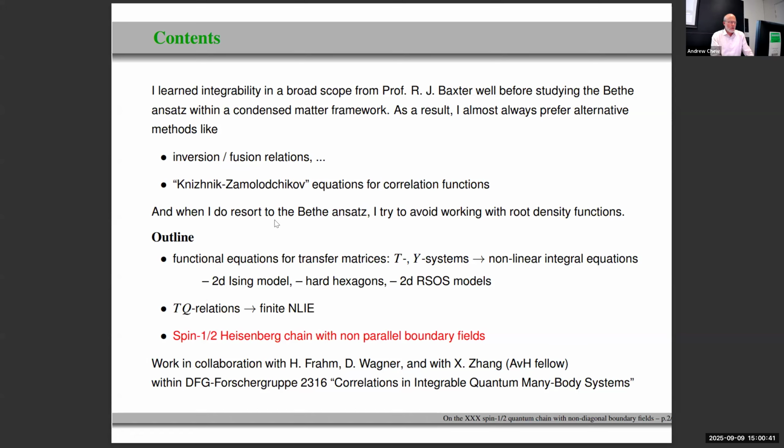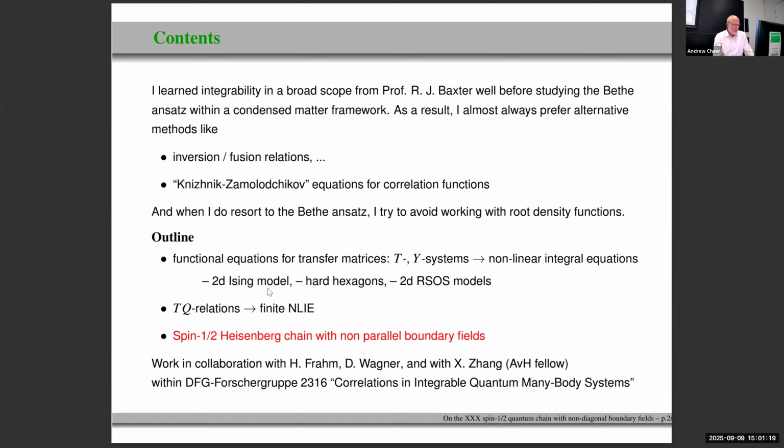Well, I do not ignore Bethe ansatz, but when I resort to it, I try to avoid working with root density functions. The outline of my talk: I'm heading to the spin-1/2 Heisenberg chain with non-parallel boundary fields. The first thing to calculate is the ground state energy, and for that I try to apply functional equations for the transfer matrices, like the T and Y systems I already mentioned. From those one can derive nonlinear integral equations, which are good for extracting finite size data.